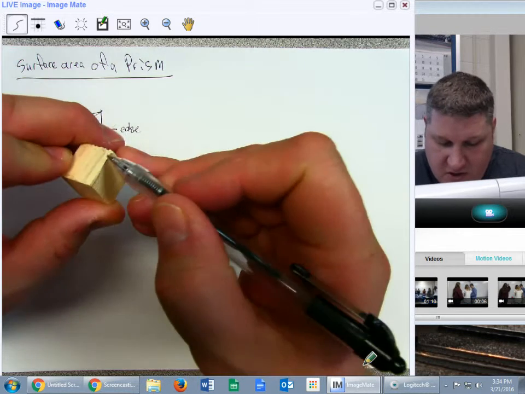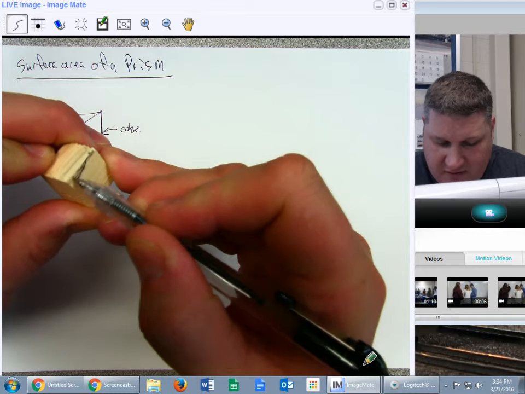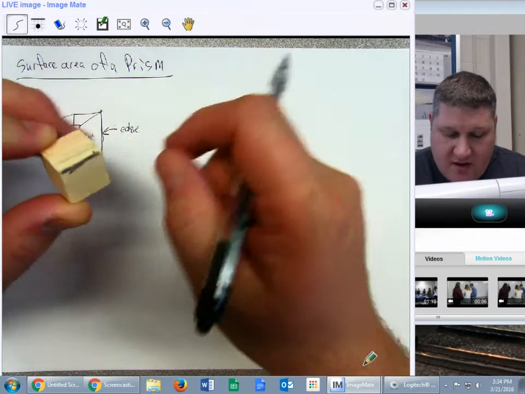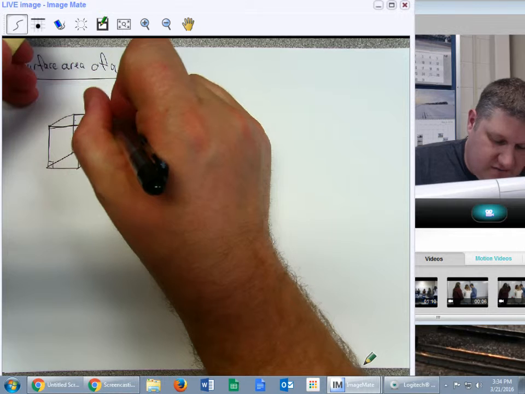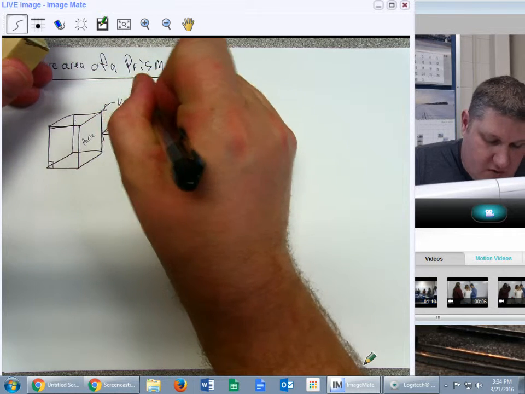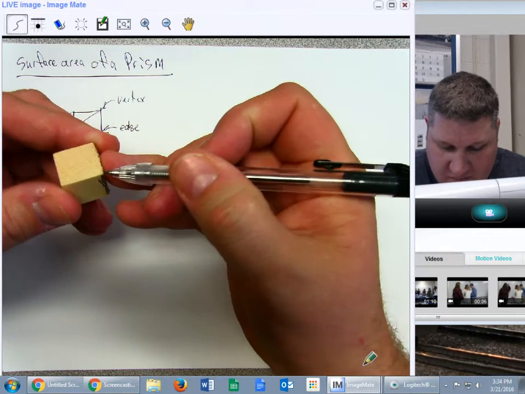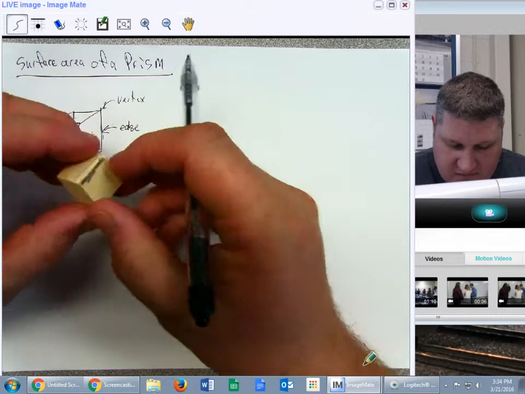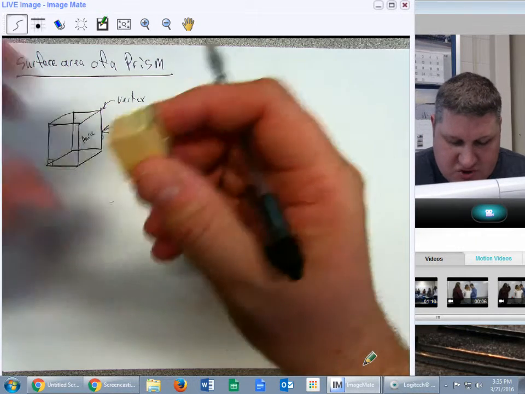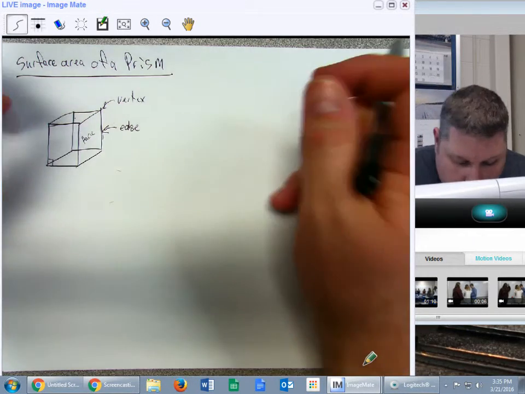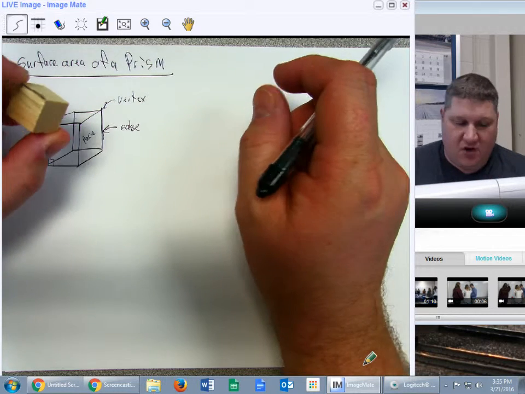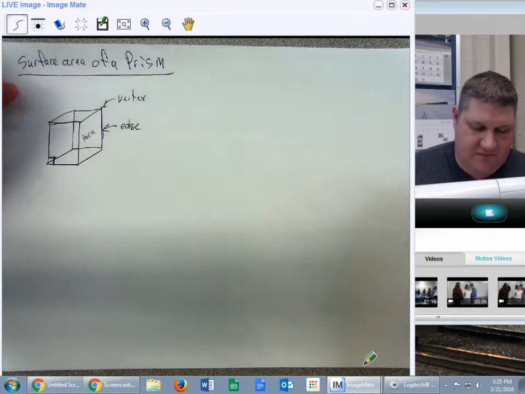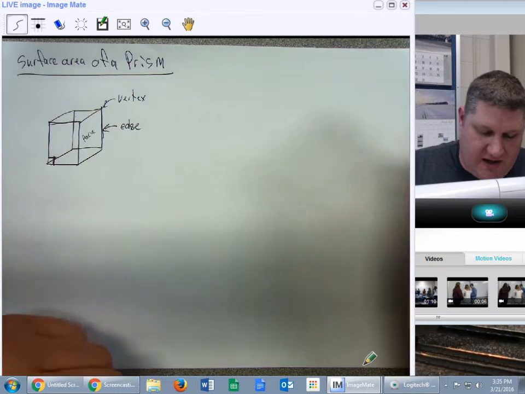Now the edge would just be this part right here where these two faces come together versus a vertex, which makes sense where it's a single point where various edges come together or various faces meet, 3 or more faces meet. So you have a vertex. Now, that's important to know because vertex has all sorts of angles. In our case, for a right prism, it's going to be a right angle.